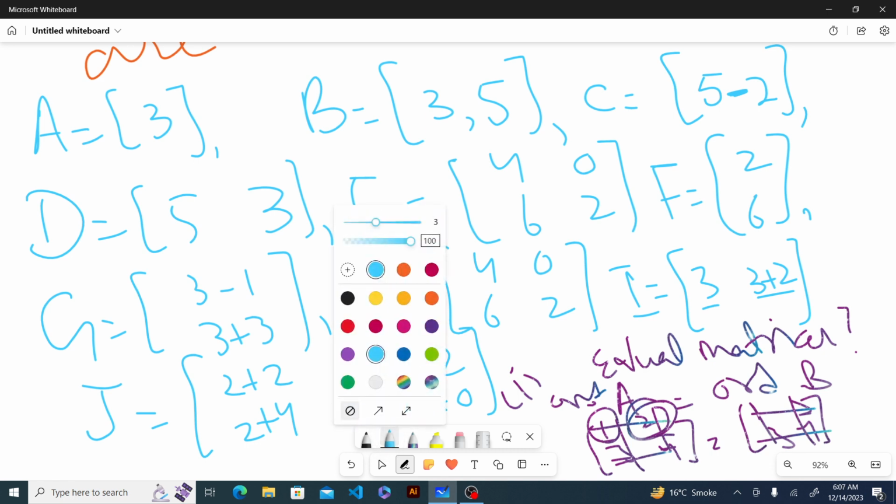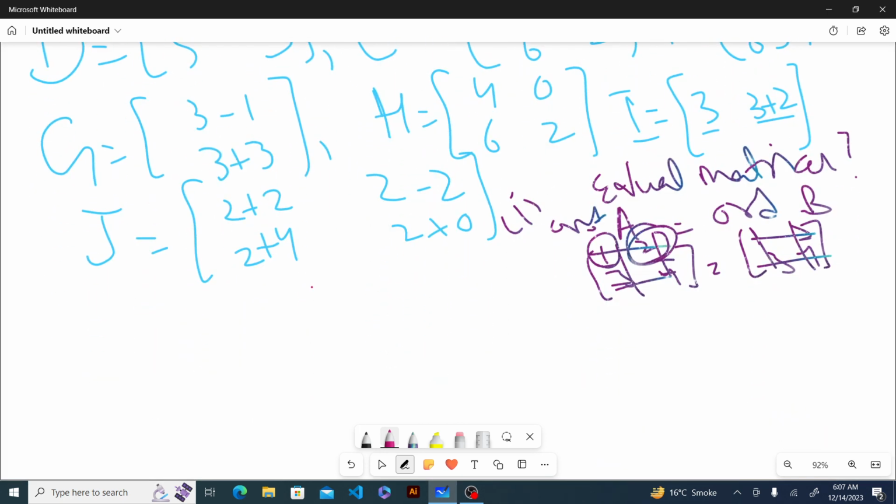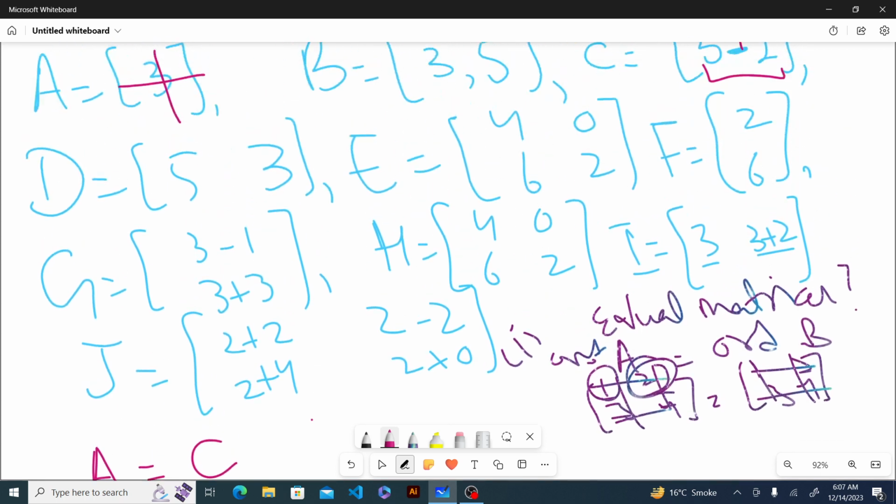For this I'm choosing pink or purple color. The first matrix, A, has only one element, and C also has only one element. How? Because it is written as 5 minus 2, and 5 minus 2 is equal to 3. So the same order, one row, one column, and the elements are also the same. So A and C are equal. Let me write here: equal matrices, A is equal to C.